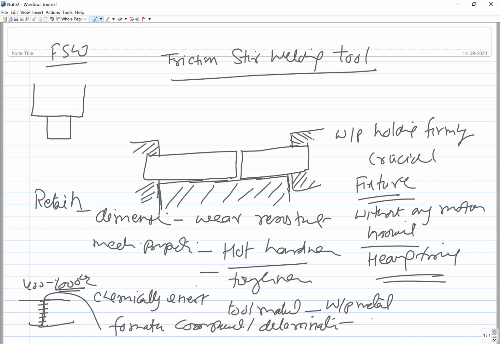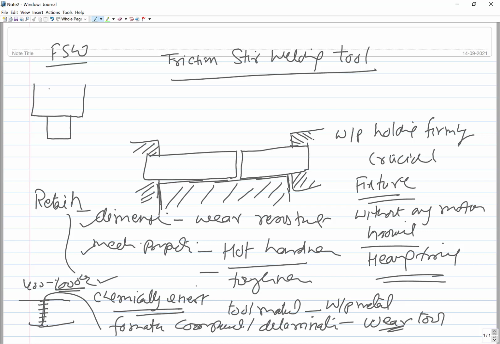So chipping or removal of such layers which are being formed can lead to very rapid wear of the tool. So chemical inertness, especially to the workpiece metal, is important. The dimensional stability, tool material properties, and chemical inertness are some of the properties that you need.